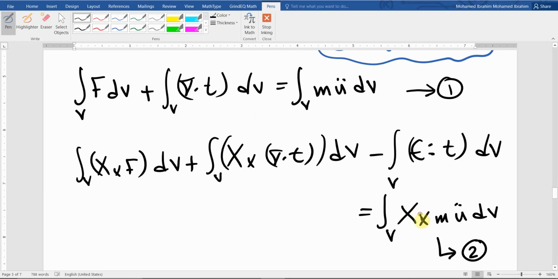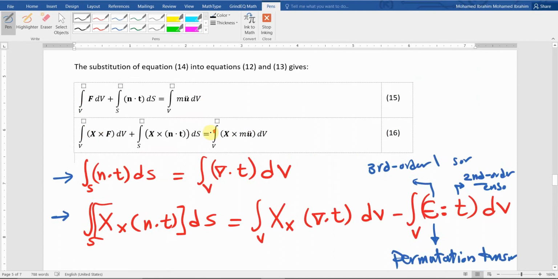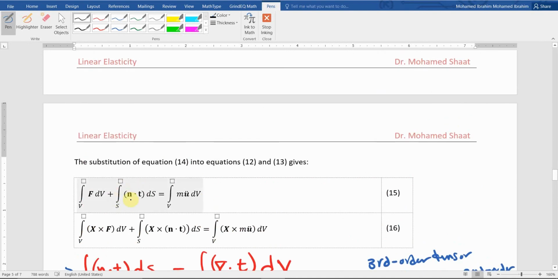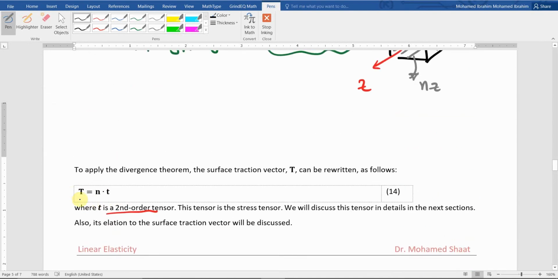But before we do it, let us discuss this t that we introduced. As we mentioned, to be able to apply the divergence theorem, we have to convert this uppercase T into n dot T lowercase. T lowercase should be a tensor, as we discussed. But this one is a vector, right? And in itself, it is a vector.